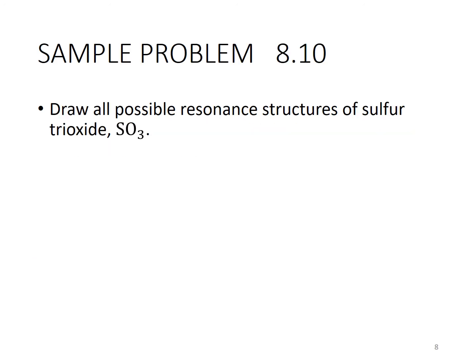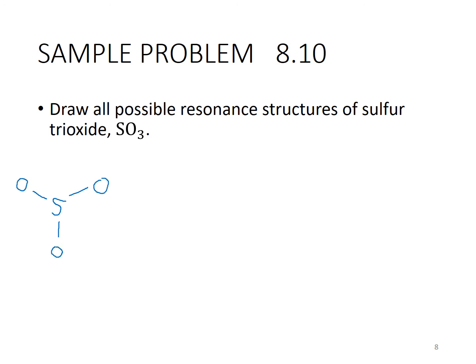Here we have a practice problem. Draw all the resonance structures for sulfur trioxide, SO3. It should be noted that this is assuming that sulfur obeys the octet rule. We haven't talked about whether it does or doesn't. We are assuming everything does. Sulfur can break the octet, which we will talk about later. But for now, we're assuming sulfur obeys the octet. So let's just draw some of these resonance structures for SO3.